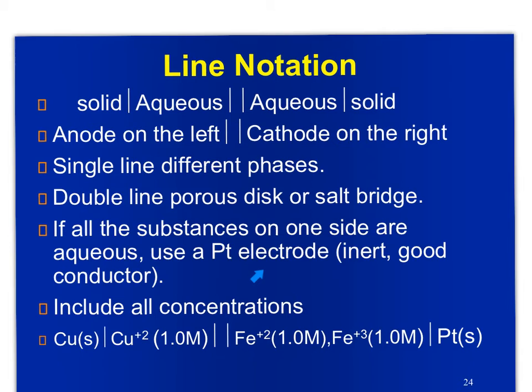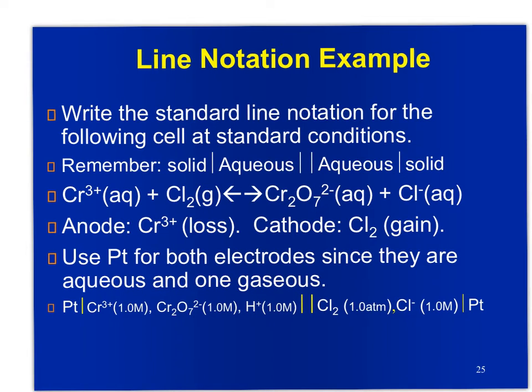Now, if all the substances on one side are aqueous, use a platinum electrode, inert, good conductor, and include all concentrations. So here's solid copper, it's becoming aqueous, copper 2+, and it's 1 molar. And then the iron 2+ is 1 molar, and you also have iron 3+ in there, which is 1 molar, and you have a platinum electrode. So write the standard line notation for the following cell at standard conditions. So remember, we go solid, aqueous, aqueous, solid.